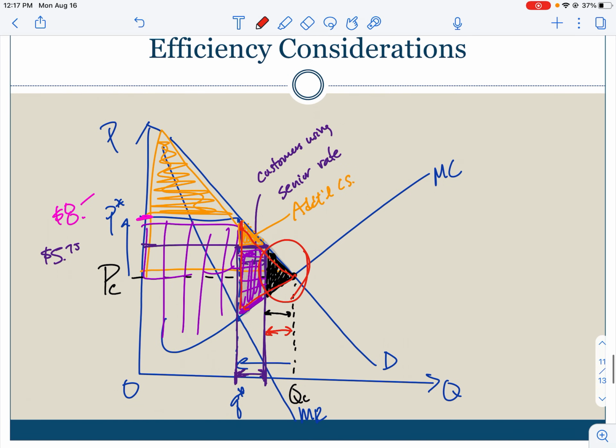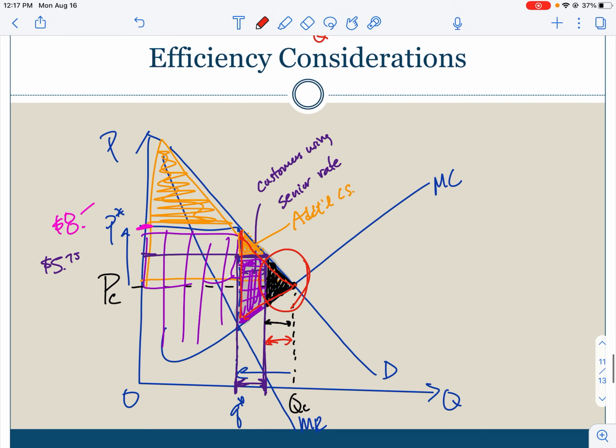Maybe price discrimination. I mean, we don't like it whenever someone else is paying a lower tuition or price for the cruise or the airline ticket. But ultimately, from a social perspective, it may be reducing deadweight loss.